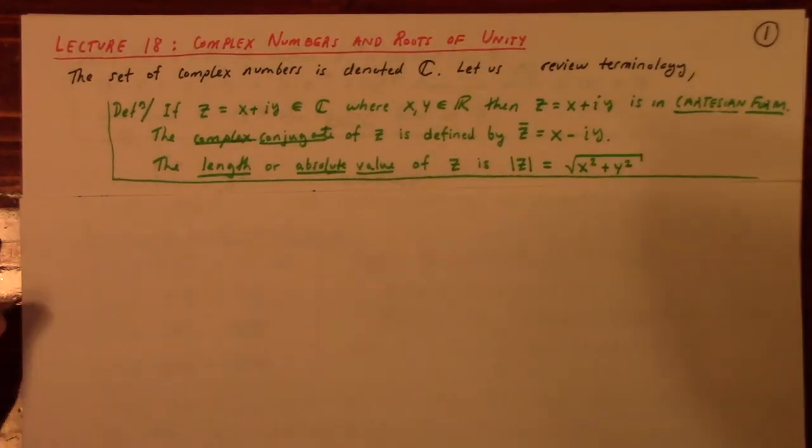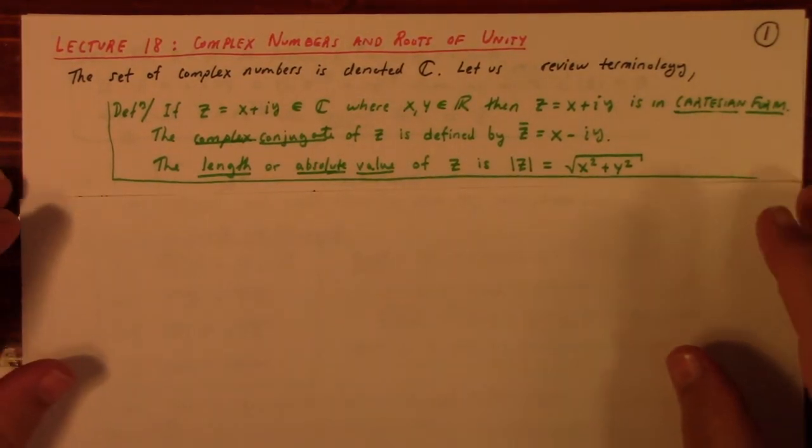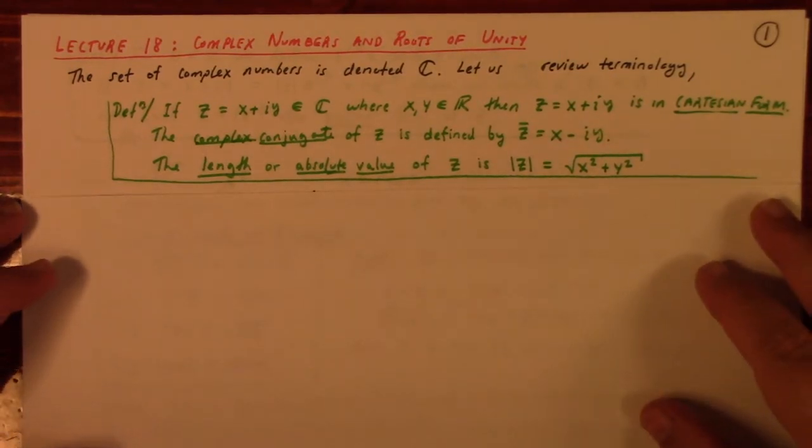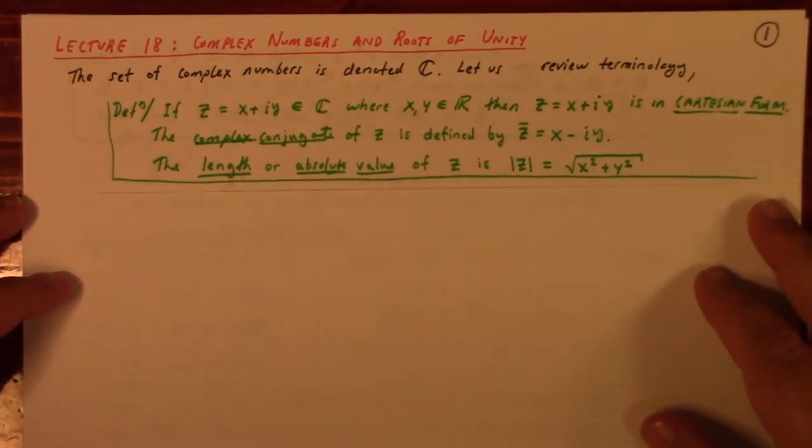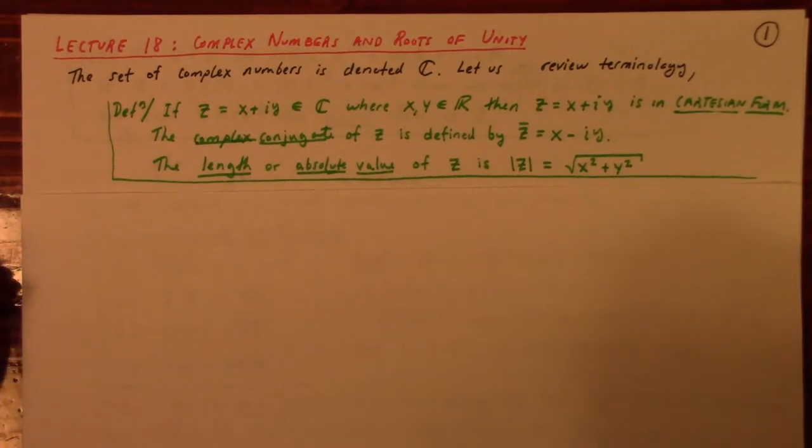Alright, well, welcome to Lecture 18. This lecture is on complex numbers and roots of unity. So what I want to do in this lecture is just briefly review how to work with complex numbers, especially to review what's called the polar form of a complex number.